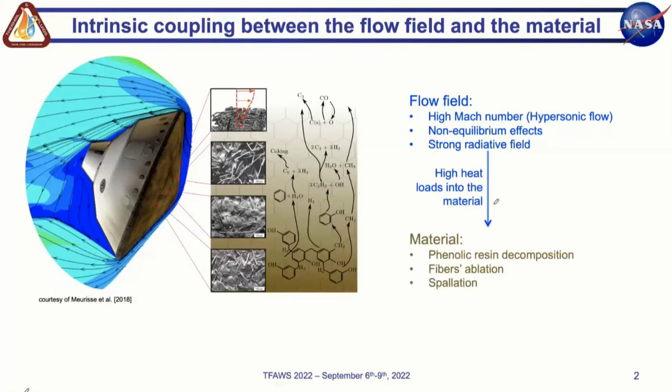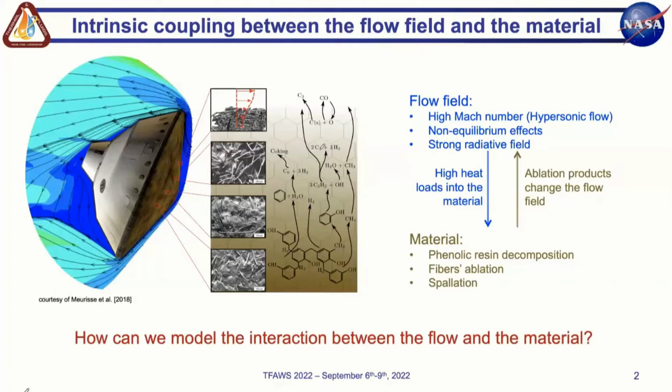And if you have a material such as PICA, you start to have the decomposition of the phenolic resin, which will end up with some pyrolysis gases. And then we also have reactions of the fiber, so we can have oxidation and nitridation reactions of the fiber. And if the fiber is weakened enough, then these fibers can break, and you will result in a process called spallation. So the point here is that as long as you are ablating your material, these ablation products will also affect the flow field, the boundary layer, and eventually will also change the heat flux that the material feels. So this is the main message here.